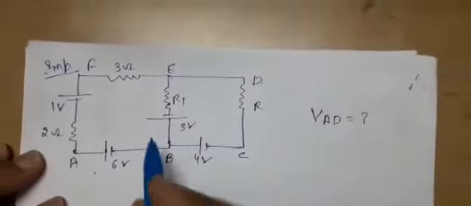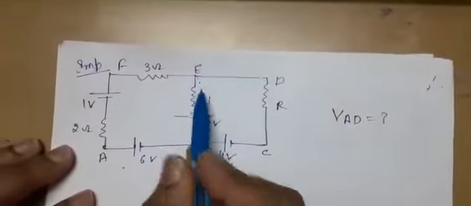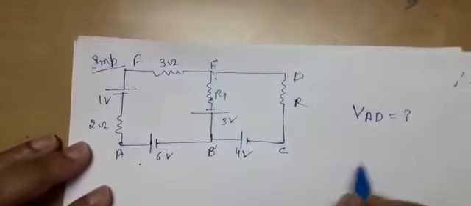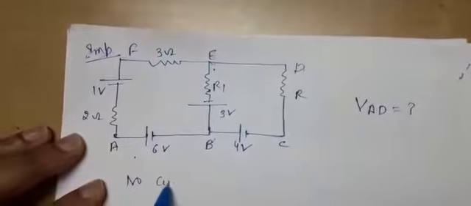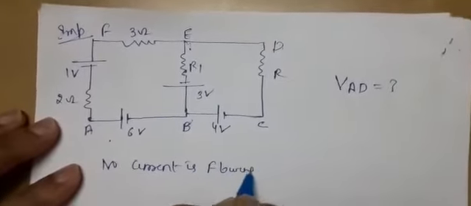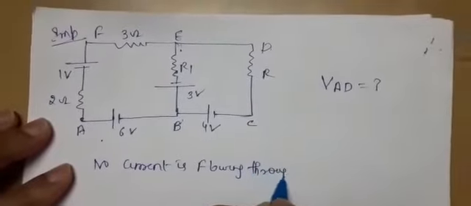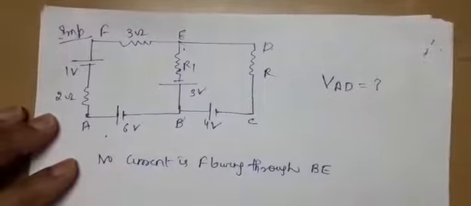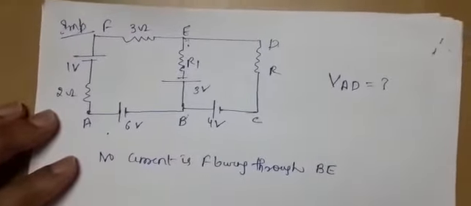The condition is given that no current is flowing in the branch BE. That means across this branch no current is flowing. So you will write no current is flowing through BE. That means the potential drop of this arm, this resistance, will not contribute. So again we have to find the potential drop.